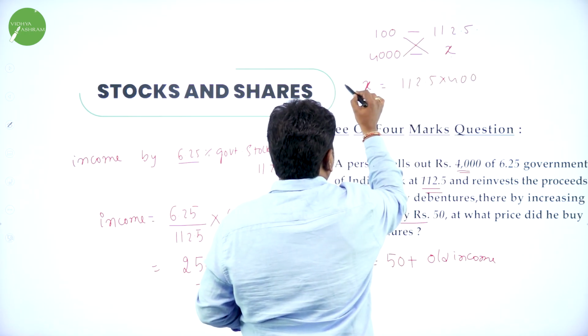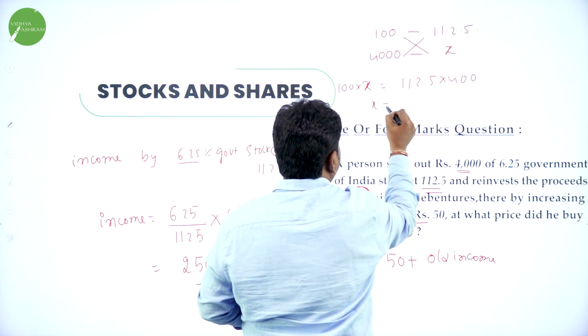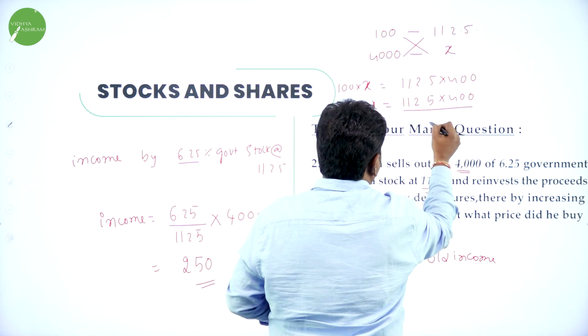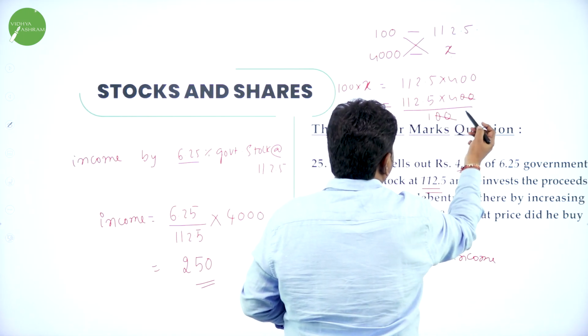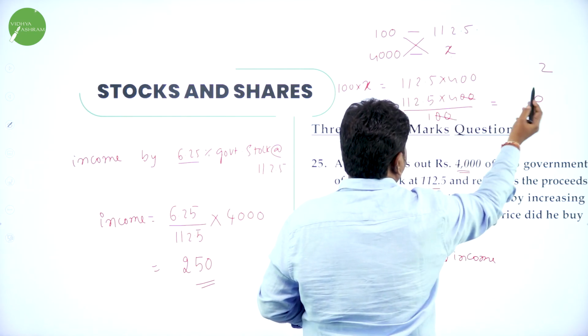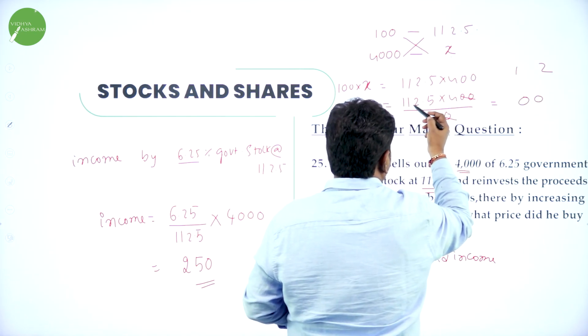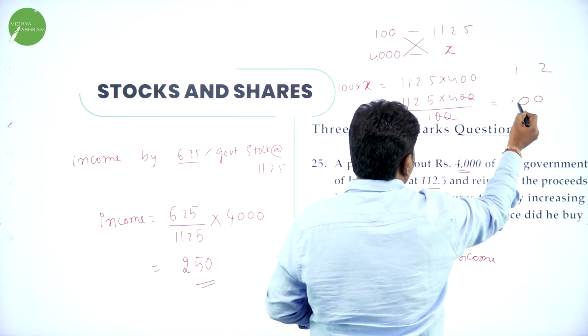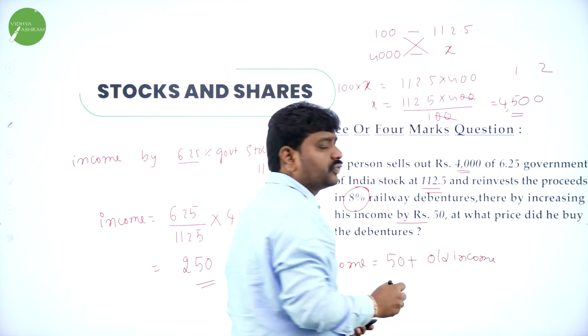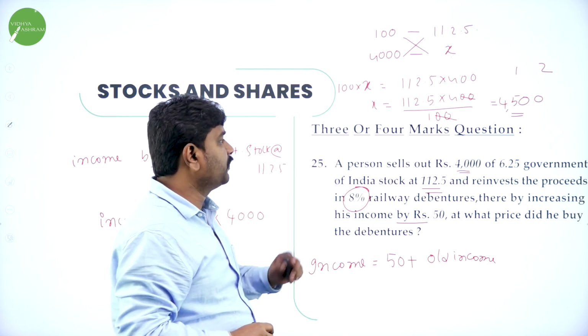So cross multiply, 100 into X. So we need X. X is 112.5 into 4,000 divided by 100. So 2 cancels. Multiply this: 4 fives are 20, 0, 2; 4 twos are 8 plus 2, 10, 1; 4 ones are 4 plus 1, 5, again 4. 4,500 rupees he will get. 4,500 rupees is the total amount he will get by selling.